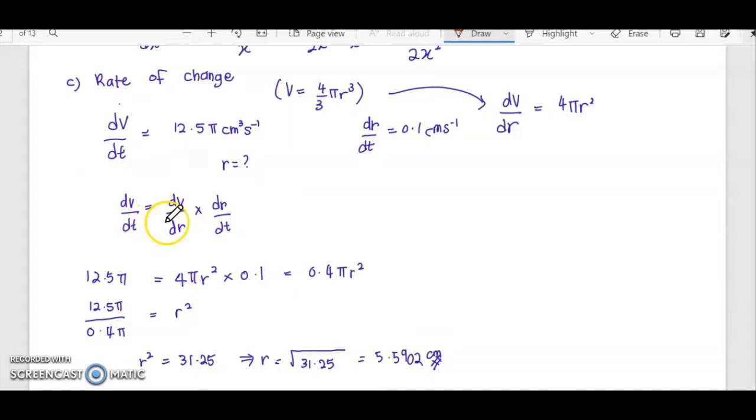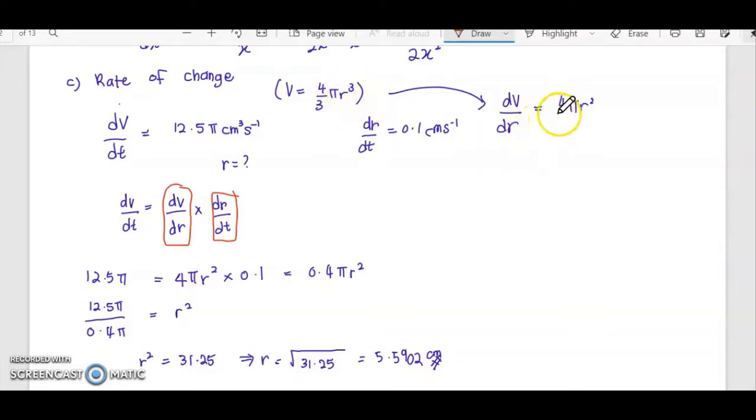Maknanya dv over dt is equal to dv over dr times dr over dt. Sebab kita dah ada dr over dt, jadi kita kena create this part. Okay, dv over dr mana nak dapat? Daripada formula volume of the sphere. Okay, so formula volume, kita differentiate this one, dv over dr. Okay, kenapa over dr? Sebab dia punya variable kat dalam ni ialah r.